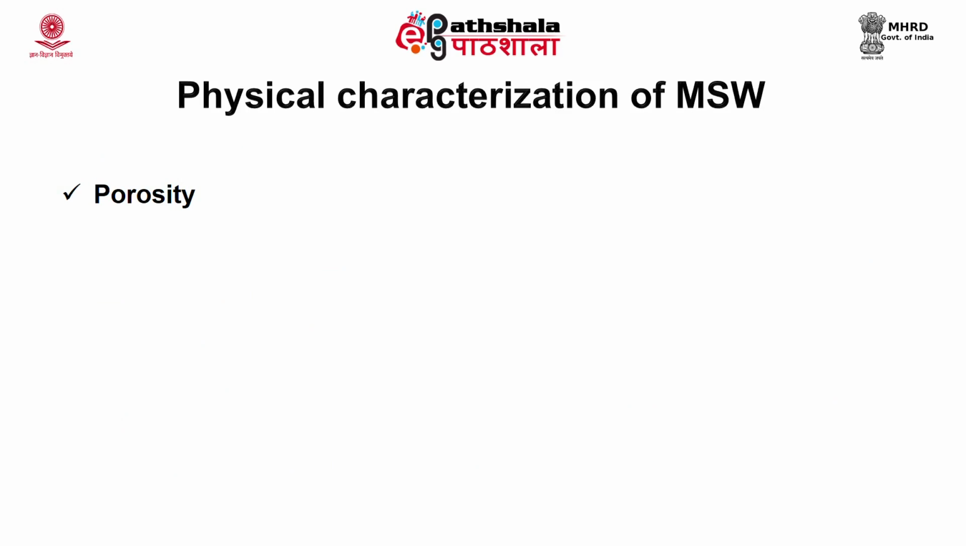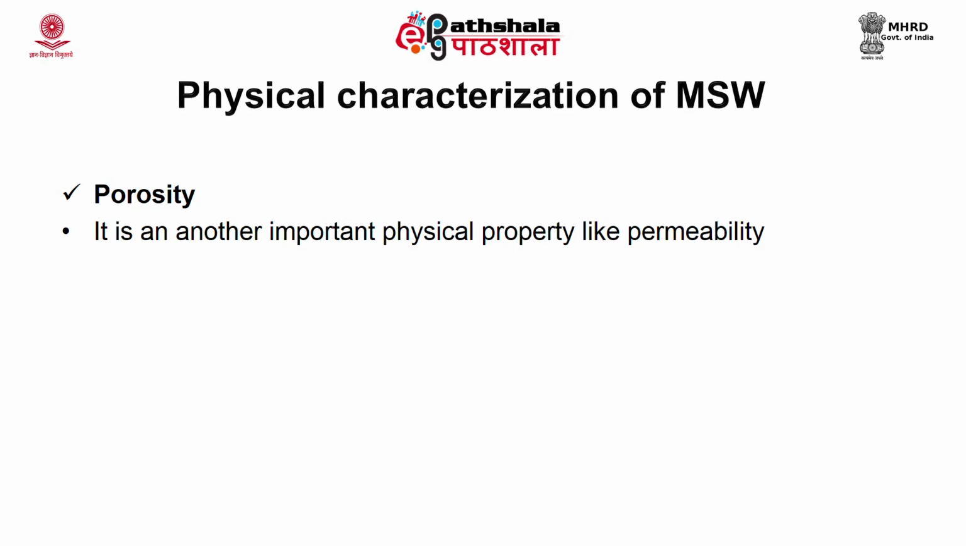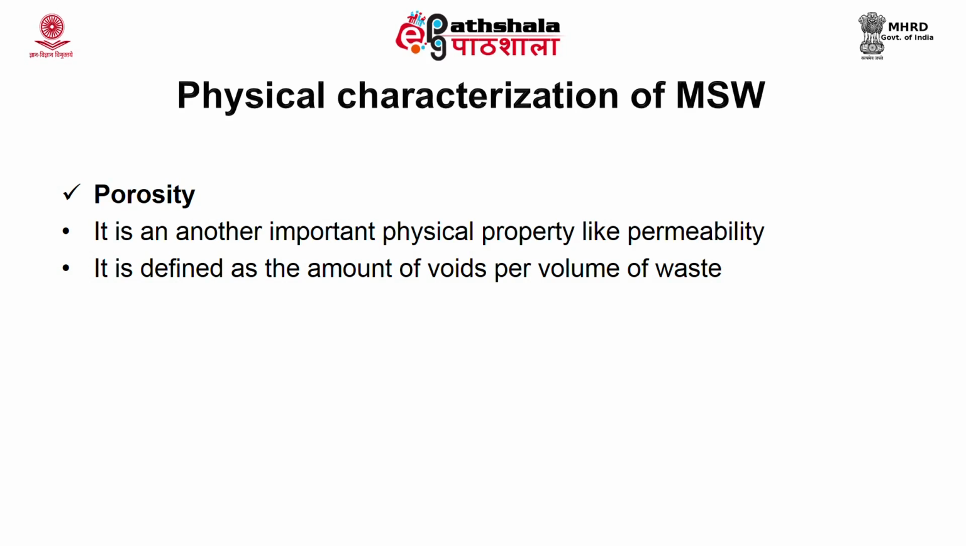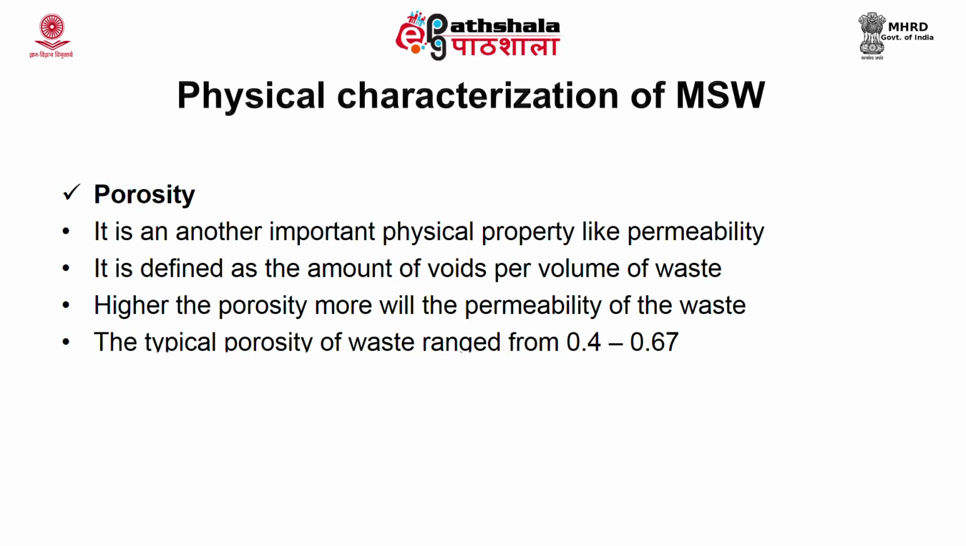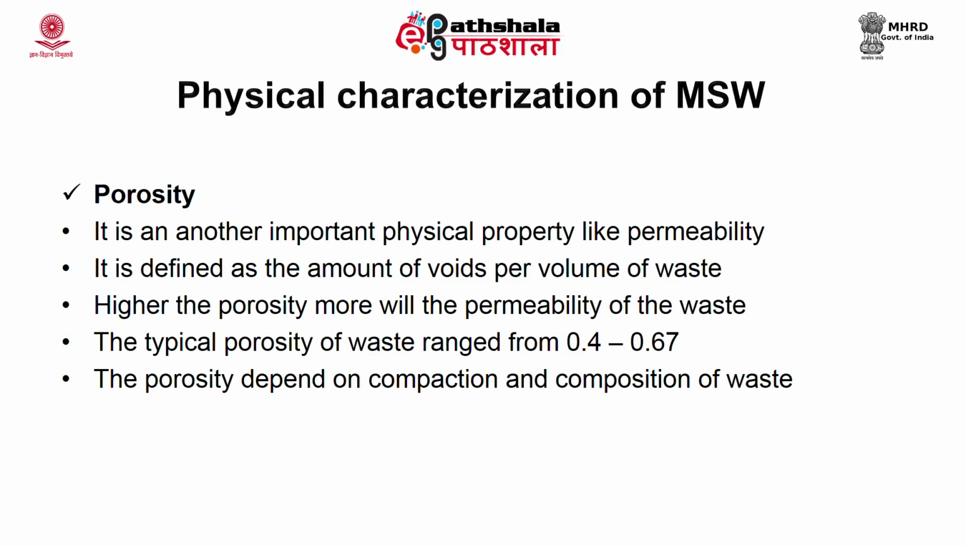Next, porosity. Porosity is also another important physical property like permeability. Now, porosity is defined as the amount of void spaces per volume of waste. Higher the porosity, more will be the permeability of the waste. The typical porosity of the waste material will range between 0.4 to 0.67. The porosity will vary depending upon the compaction and the composition of waste.